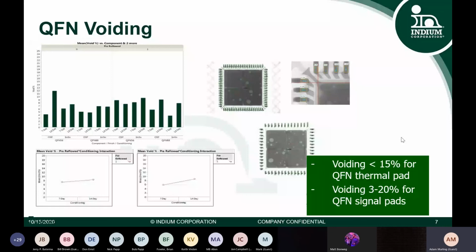Essentially, the mean void percent would increase as you would expect after 14 days of conditioning compared to 7, but it's only a 2% voiding increase, from 6 to 8%, for this particular study, while the first one shows the 7 and 14 day for the pre-reflow condition for the main void as the same condition. We're always striving for voiding at less than 15% for the QFN thermal pad, and then 3 to 20% for the signal pads.